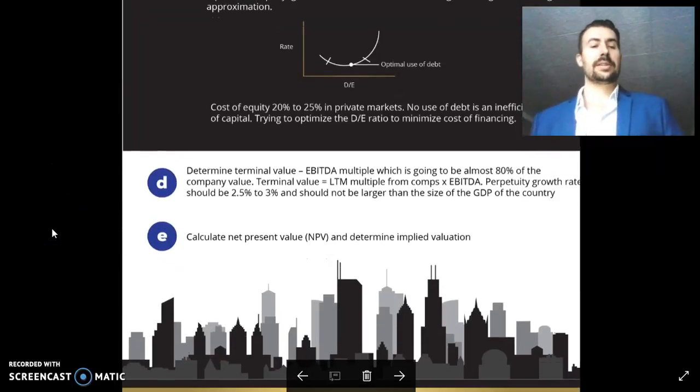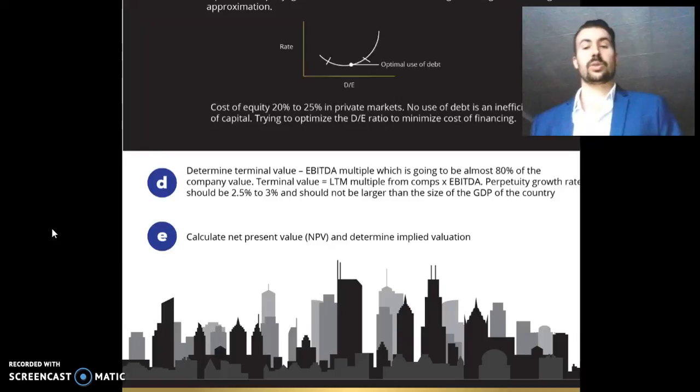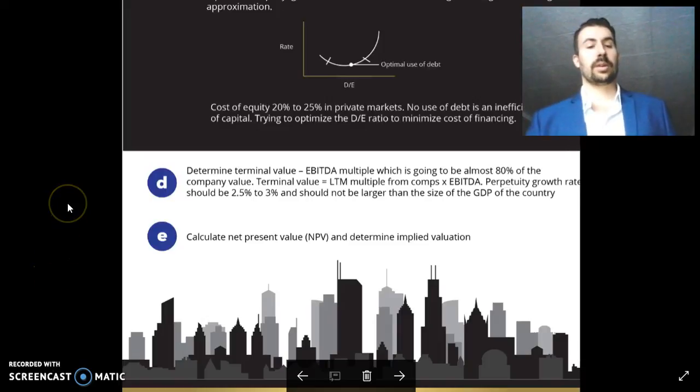In the next step, we are going to determine the terminal value, and this is going to be based upon an EBITDA multiple, which is going to be almost 80% of the company value. So the terminal value is equal to the LTM multiple from the comps times the EBITDA of that time period for the target company. The perpetuity growth rate should be about 2.5 to 3% and should not be larger than the GDP growth of the country. That would not make sense.